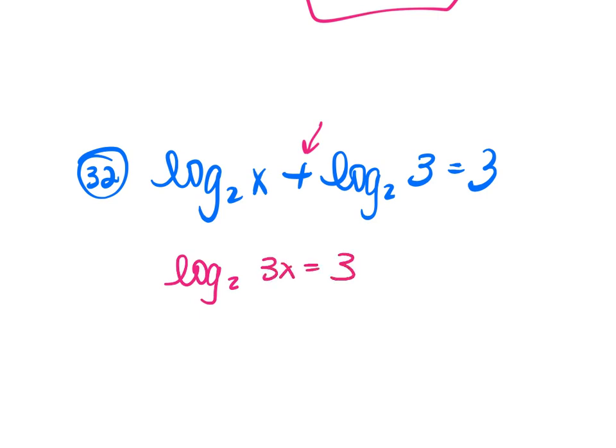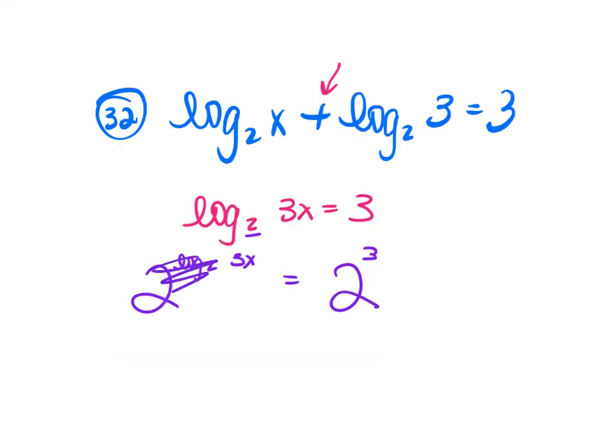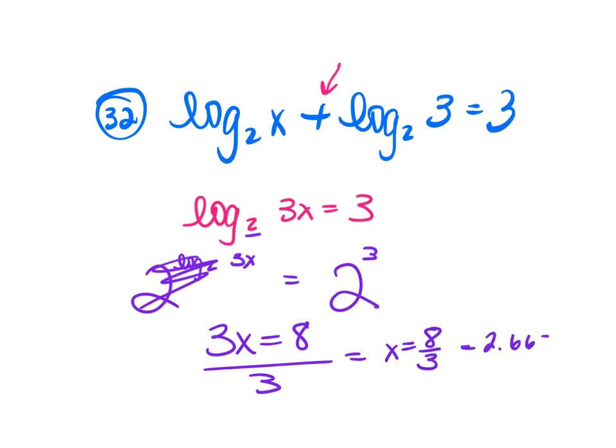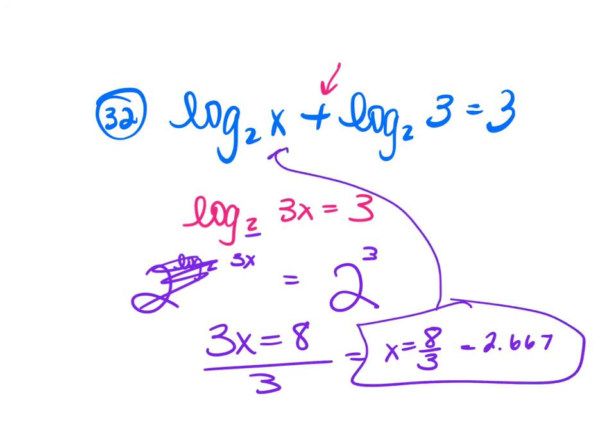The opposite of log is exponential. So I'm going to use the little log number as my exponential base. So 2 log 2, 3x equals 2 to the third power. 2 log 2 cancels. You have 3x equals 8. Divide both sides by 3. And x equals, you can leave it as 8/3. You can put 2.667, whichever you're more comfortable with. But again, just make sure that when you plug it back into the log, it does not make it negative.